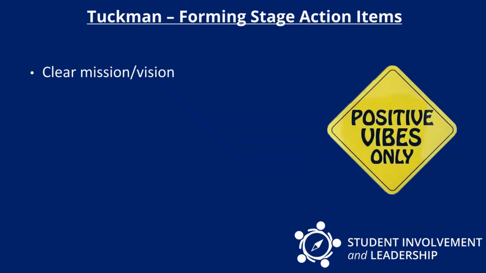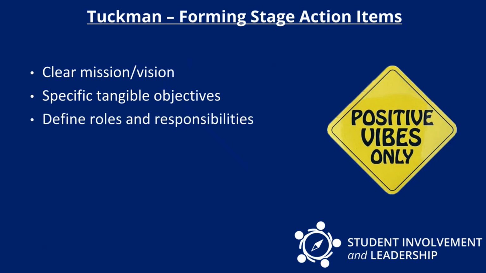So what can you do in this stage? You should make sure that your mission and vision are clear. You should have specific, tangible objectives that are achievable. Define the roles and responsibilities, things like certain tasks and deliverables that are going to be due in the following weeks. Define the rules and expectations. So this also includes, you need to attend a certain number of club meetings. You are expected to work X amount of hours outside of this club, etc.